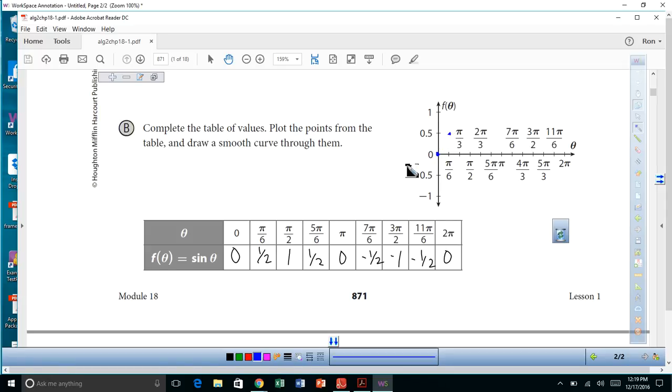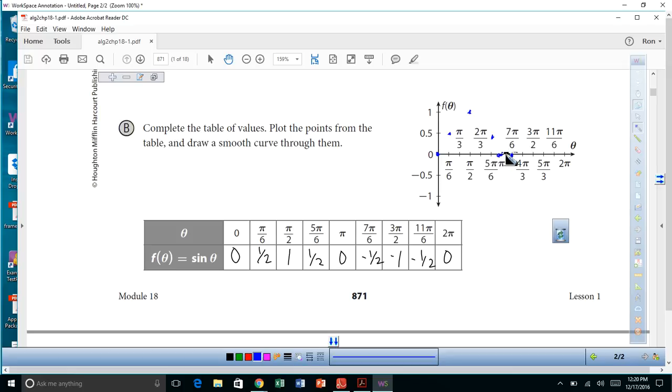And then pi over 2 and 1. Let me get that right there. 5 pi over 6 and 1/2. About right there. Pi and 0. And then negative 1, well, let's see, 3 pi over 2 and 7 pi over 6. That was pi and 0, that's right.